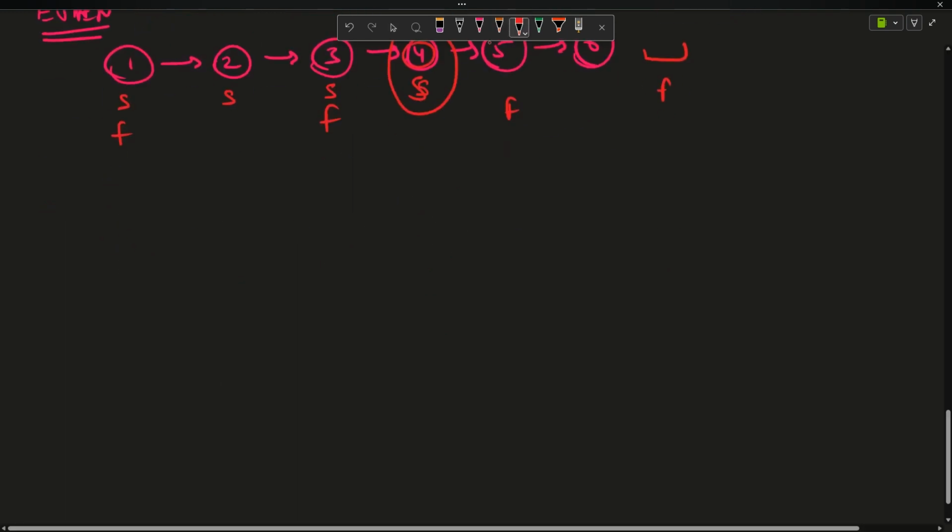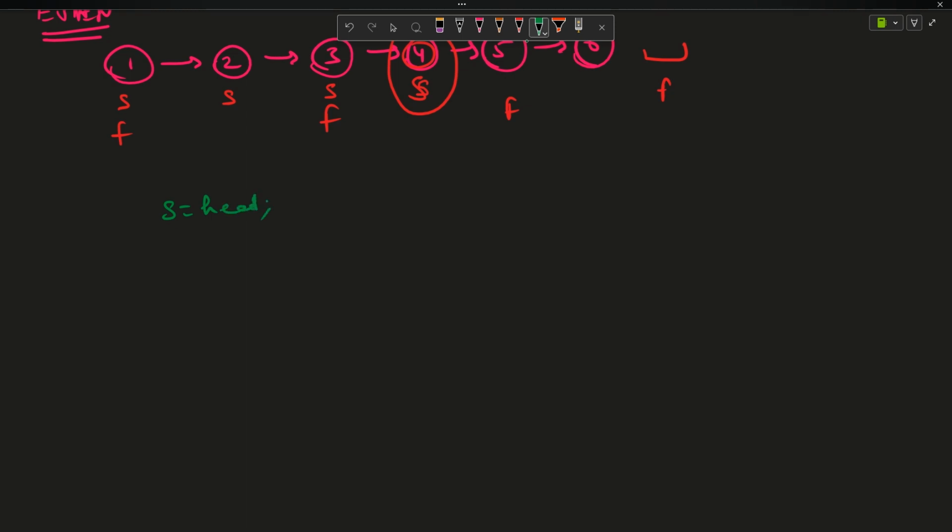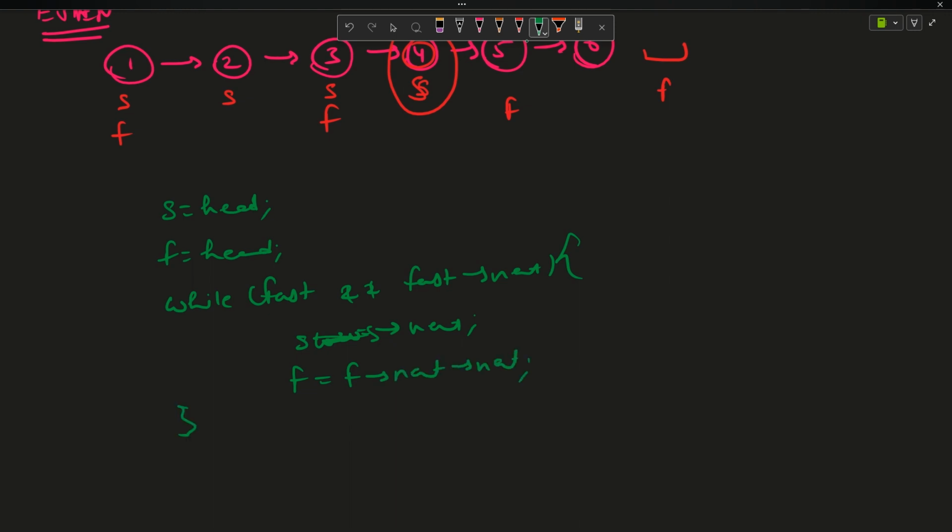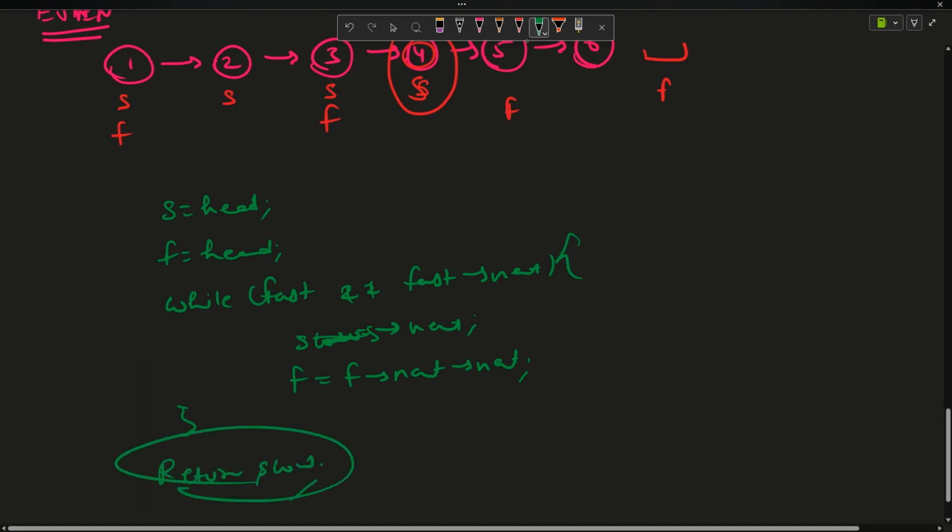So my answer looks something like this: slow equals head, fast equals head. Now, while fast is not equal to null and fast next is not equal to null, slow moves to slow next and fast equals fast next next. After the loop finishes, my slow is at my answer, so return slow. This is your approach.